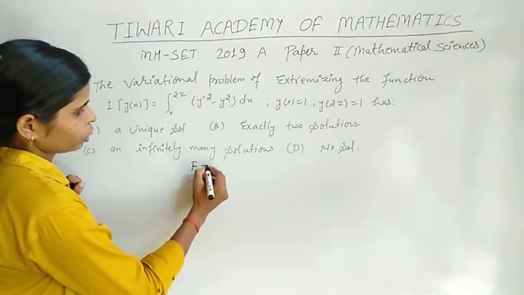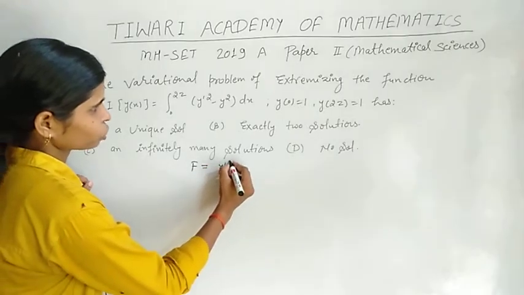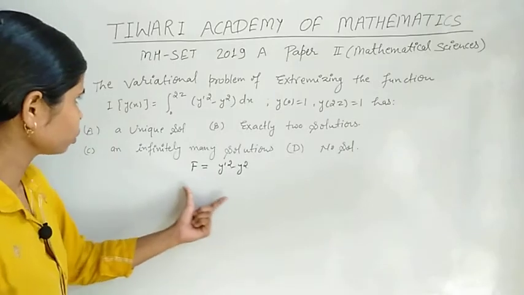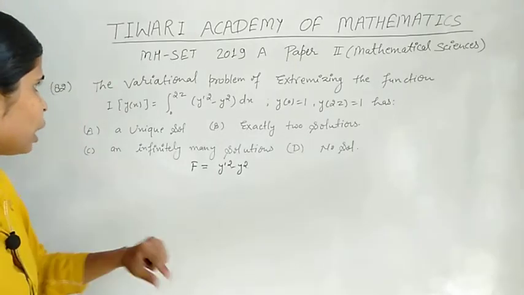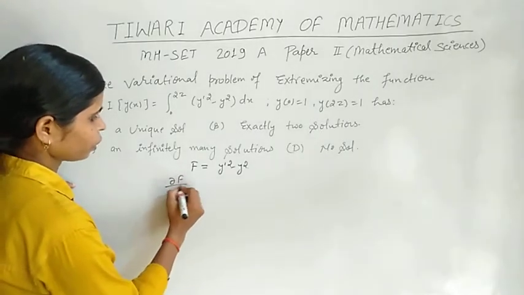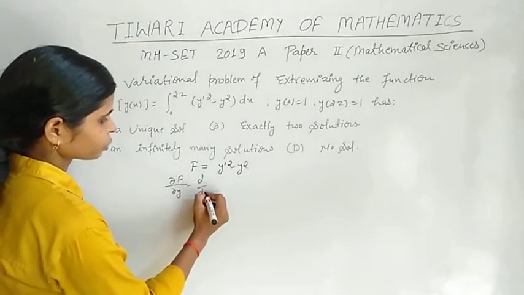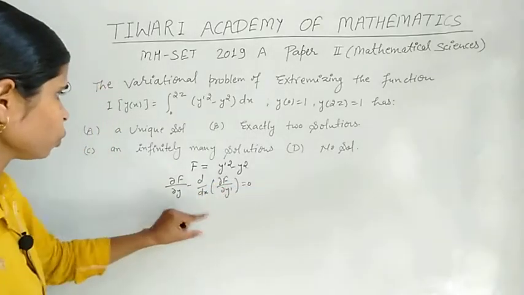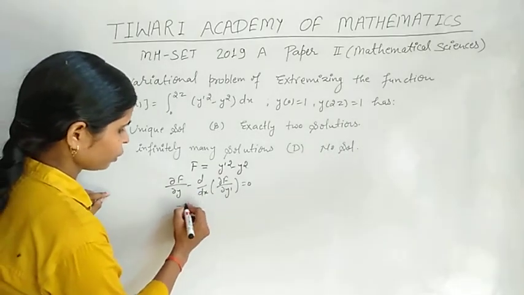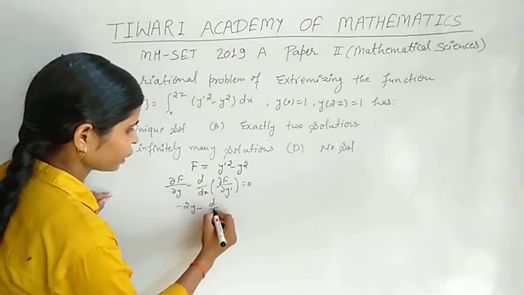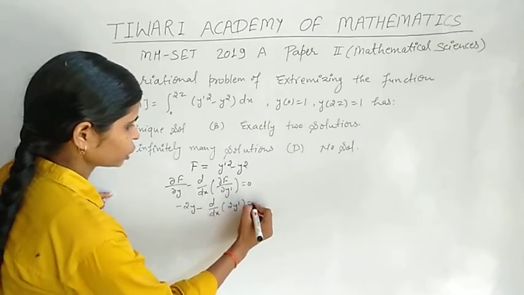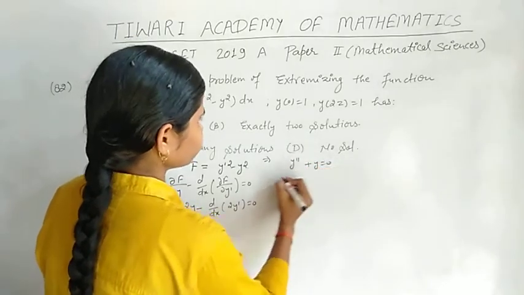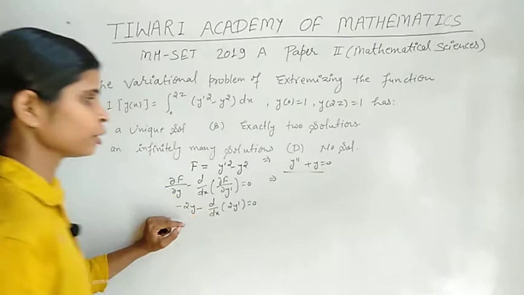Here comparison and find the value of f, y dash square minus y square. We use Euler-Lagrange equation: ∂f/∂y minus d/dx of ∂f/∂y dash is equals to 0. Solving this, 2y minus d/dx of 2y dash is equals to 0. This implies that y double dash plus y is equals to 0. This implies that it is a second order differential equation.